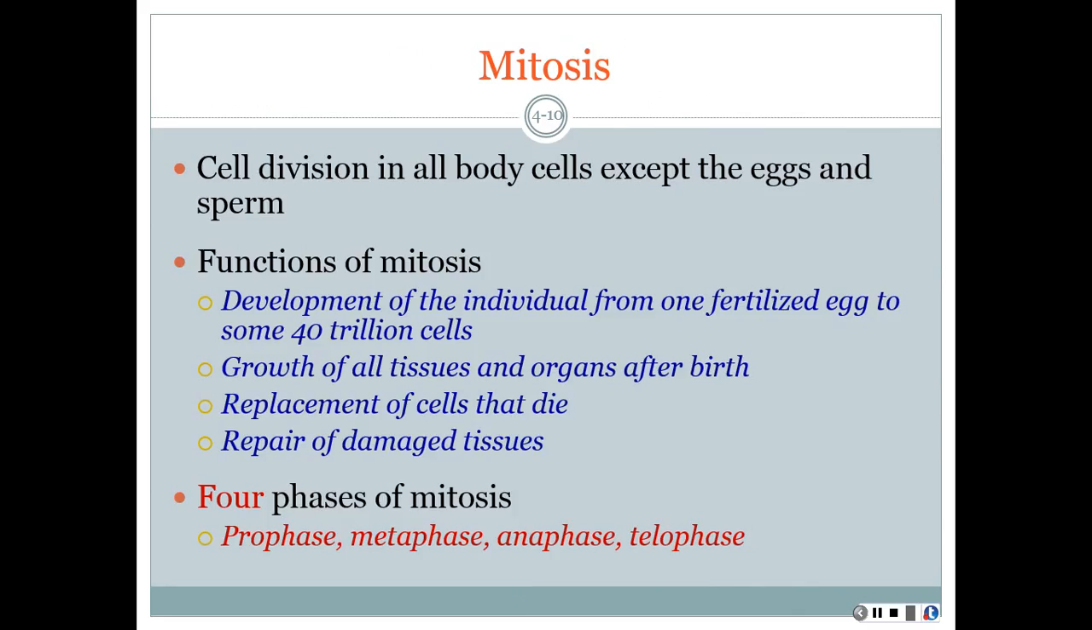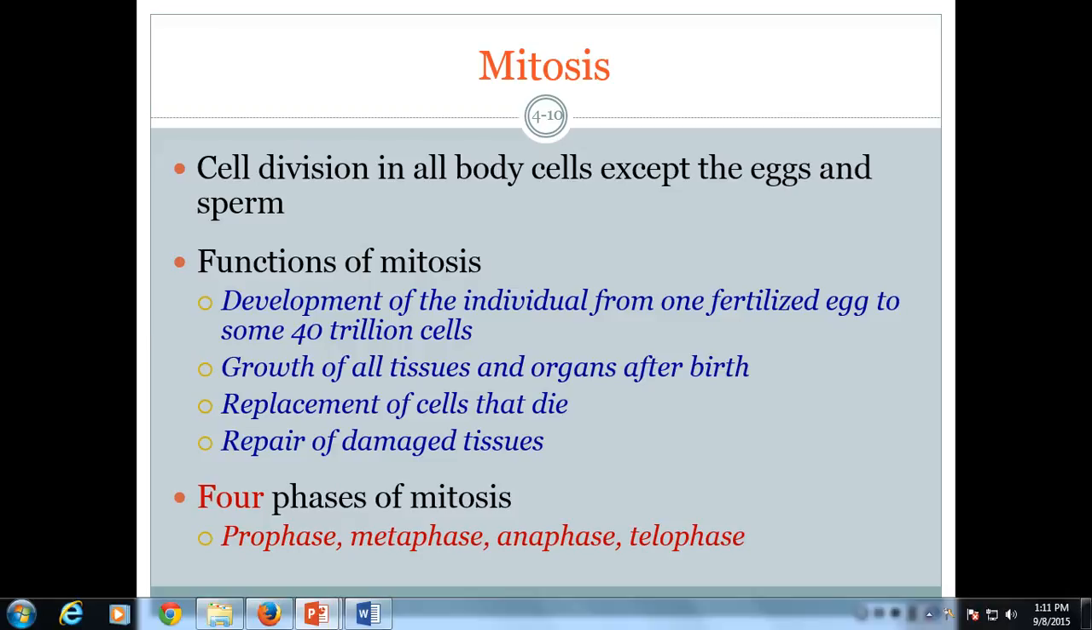Alright, so let's dive into mitosis. Cell division. Cells divide by two mechanisms: mitosis and meiosis. Meiosis is restricted to the production of eggs and sperm, and mitosis serves all the other functions of cell division. Okay, so mitosis is responsible for development of an individual from a one celled fertilized egg. Mitosis brings about growth of all tissues and organs after birth.